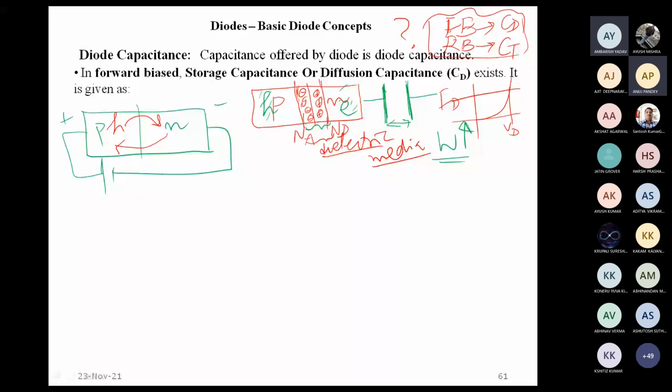In the p side, the holes are majority. Okay, let me list here. On the p side, on the n side. On the p side, holes are majority charge carriers, and on the n side, electrons are majority charge carriers. And on the p side, electrons are minority charge carriers, and holes on the n side are minority charge carriers.